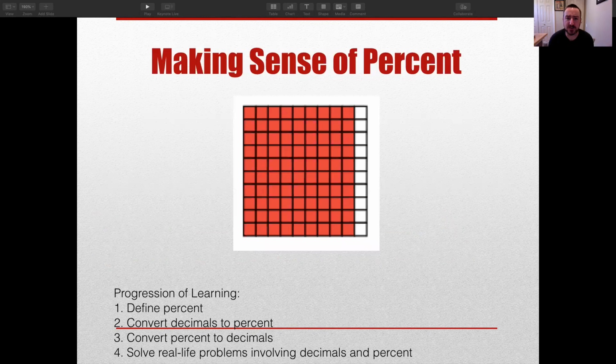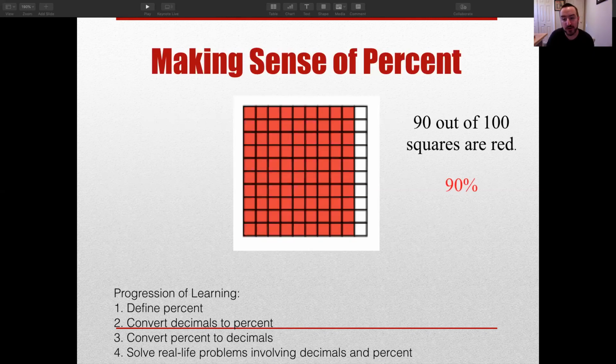This is a 10 by 10 grid, which means there are 100 squares in this grid. So that means we can discern a certain amount out of 100. If 9 of these columns are filled up, that would mean that 90 out of 100 squares are red. So what would that mean in terms of percent? It would mean 90 out of 100, or 90%.